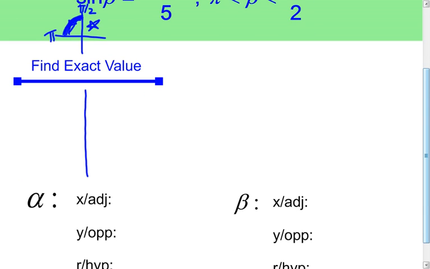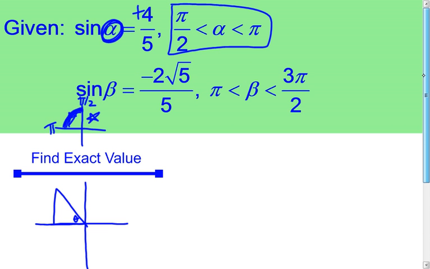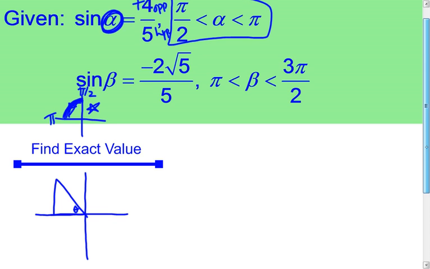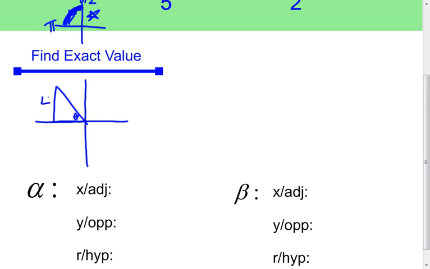And I'm going to draw a picture here. I know I'm in quadrant 2, so I know my triangle has to look something like this. And then I'm going to use what I know. So I know that my sine value is 4/5. And sine, remember, is opposite over hypotenuse. So I know that my opposite is 4 and my hypotenuse is 5, and I need to find my adjacent. So this is opposite or my y value. This is my hypotenuse or my r. And this right here is my adjacent or my x, and I need to find it.